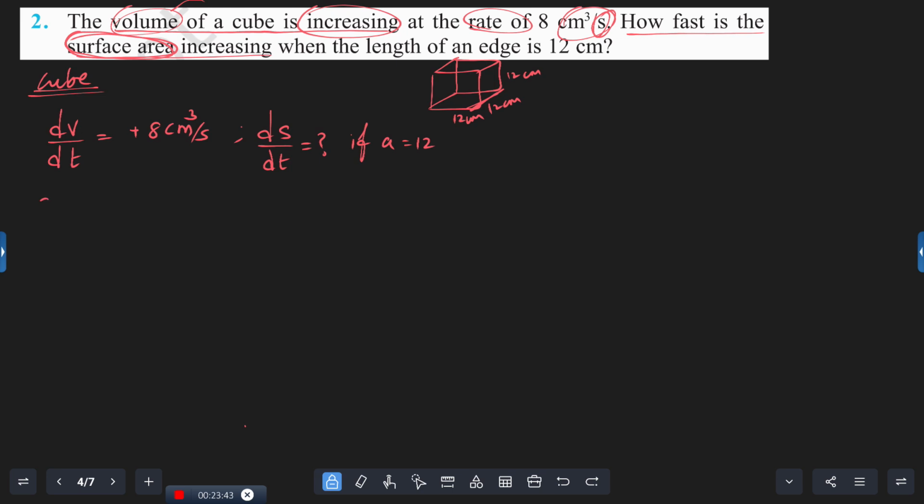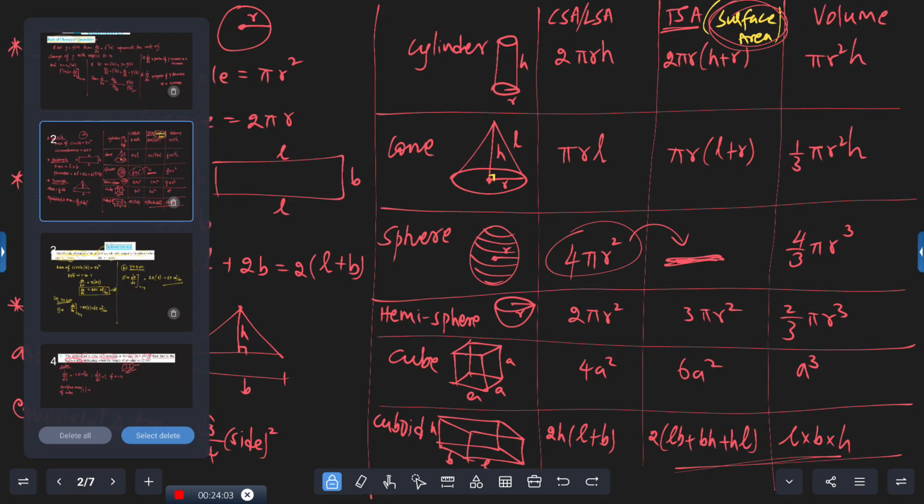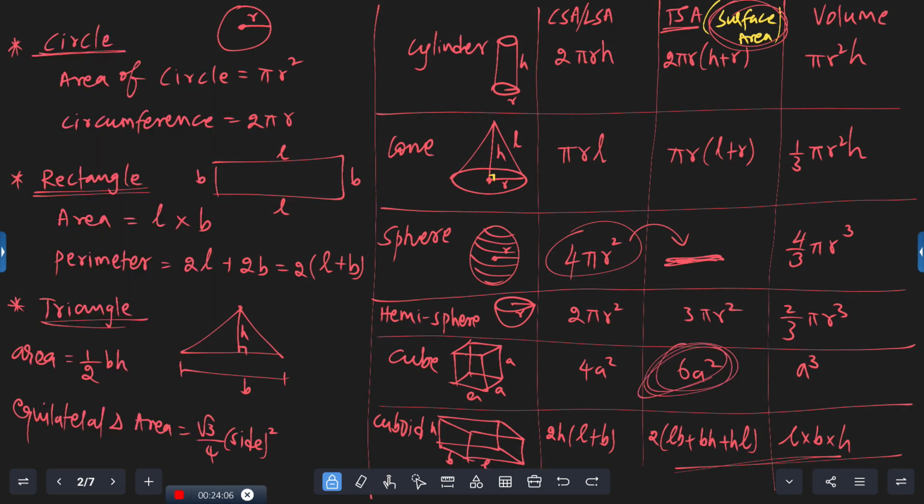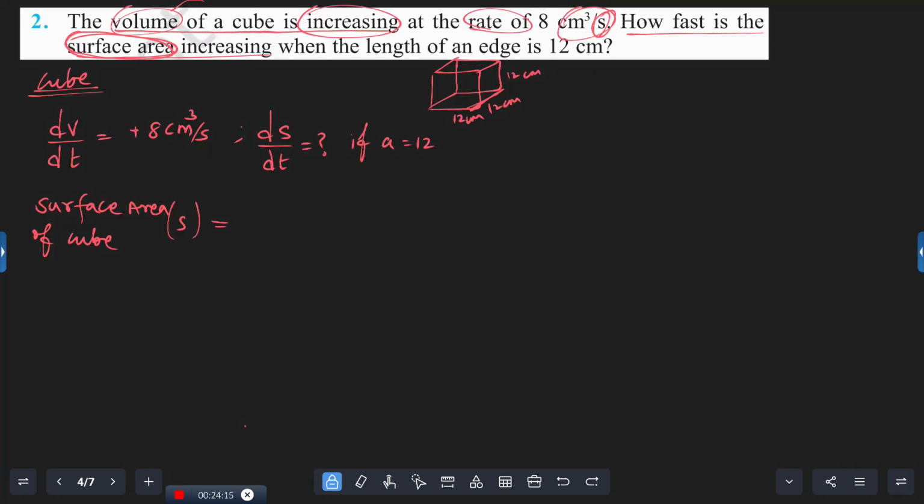First, surface area of a cube. What is the surface area of a cube? 6a square. Total surface area I told to take. So 6a square is our answer. Understand? So that is what I am going to take now. So here you should write 6a square.